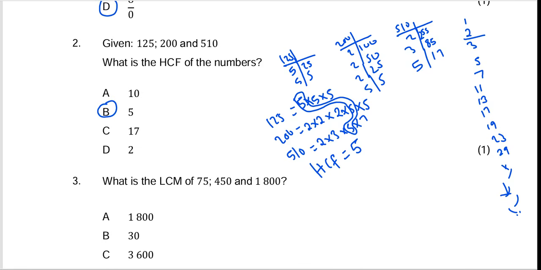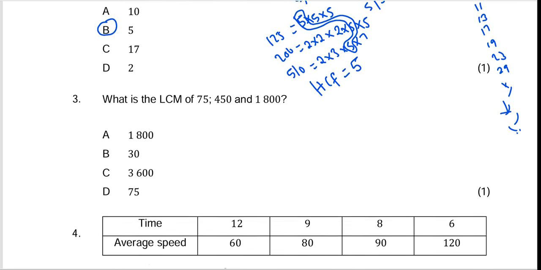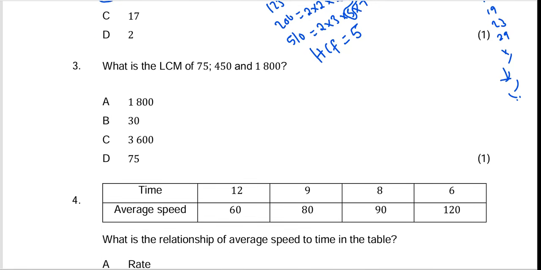Okay, let's proceed to number 3. What is the lowest common multiple of 75, 450, and 1800? We're going to use the same method, guys, the tree diagram to get the factors. I'm sure you already know how to get the prime factors, so I'll quickly do that in my head in order for us to save time.